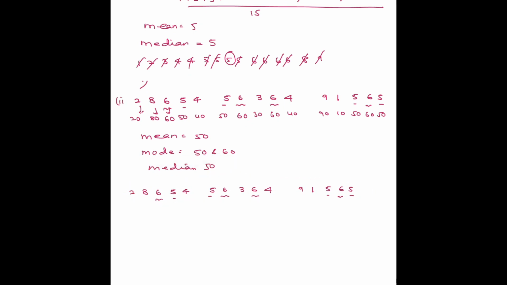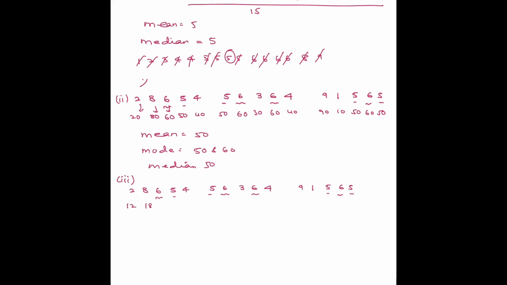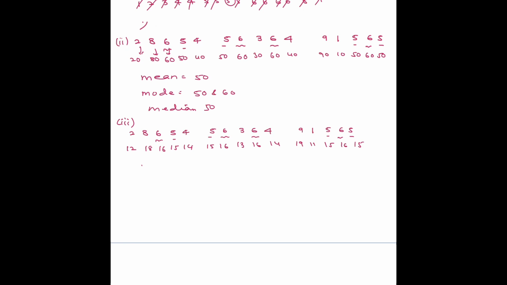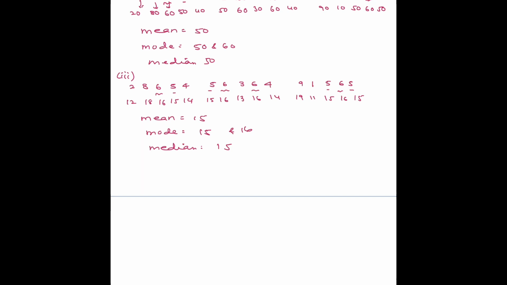All right, next one, that was number 2. Number 3 now. It's 12, 18, 16, 15, 14, 15, 16, 13, 16, 14, 19, 11, 15, 16, 15. So 1 is added before the number. So mean, which was 5, is now 15. Mode, which was 5 and 6, is now 15 and 16. Median was 5, so it's 15. I'm just adding 1 before the numbers.